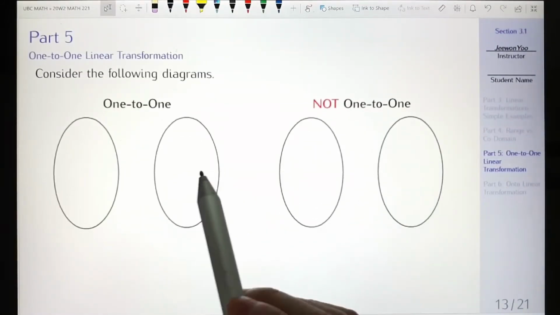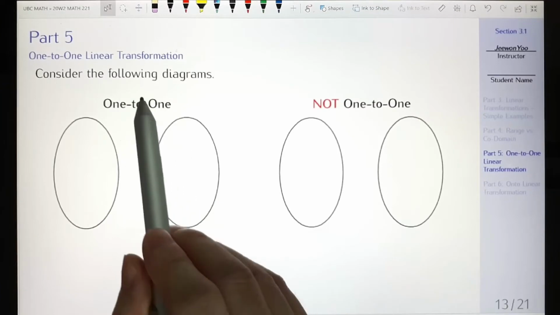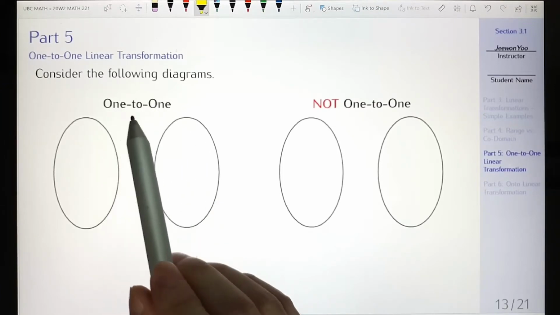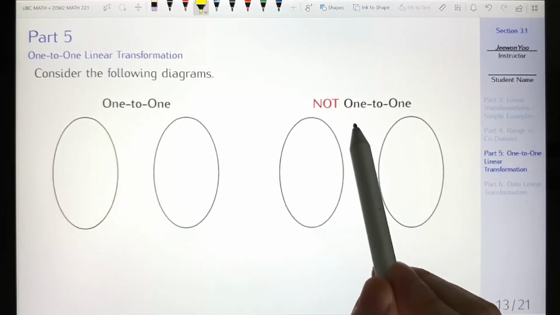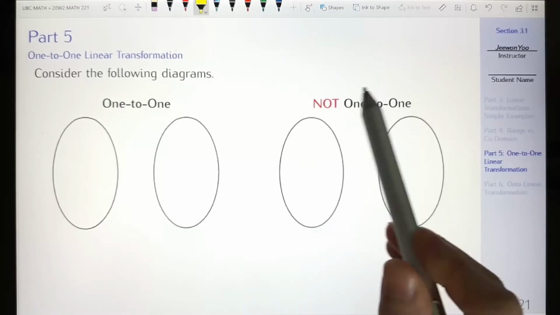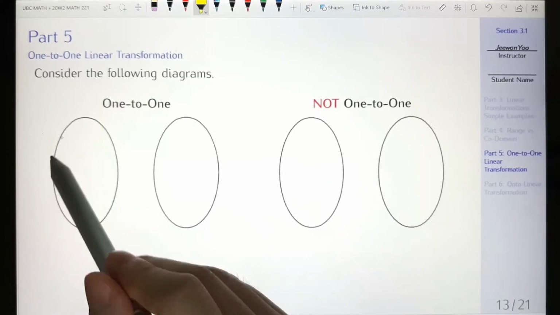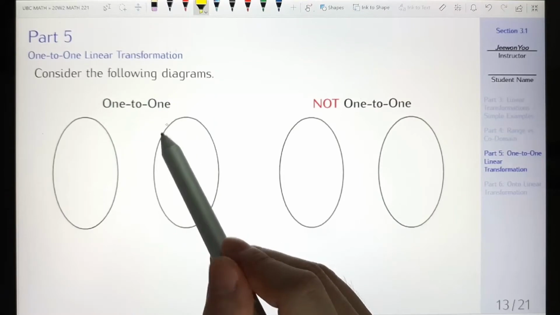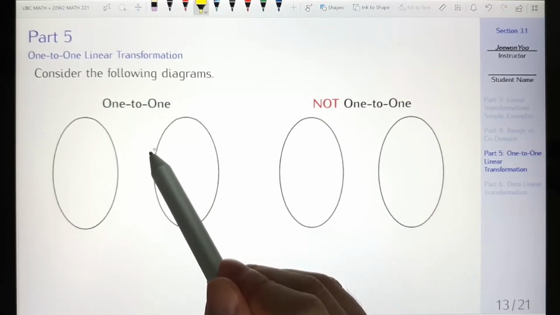Please consider the following diagrams. I'm going to do one example with a one-to-one function, and I'm going to do another example that is not one-to-one. This set is the domain, and this set is the codomain of the transformation T.